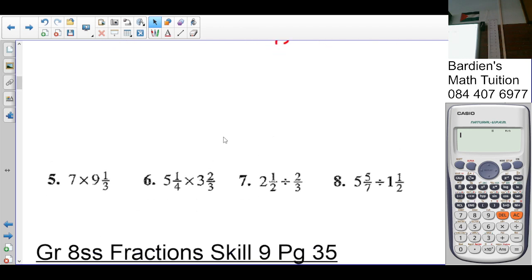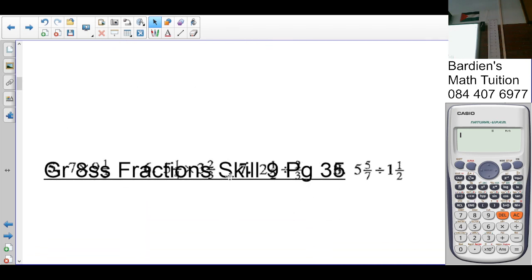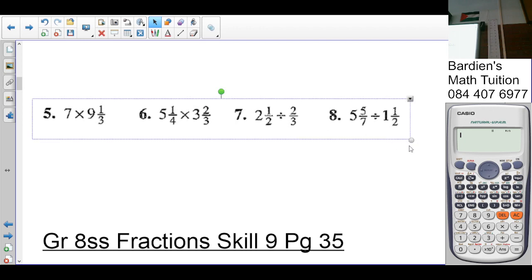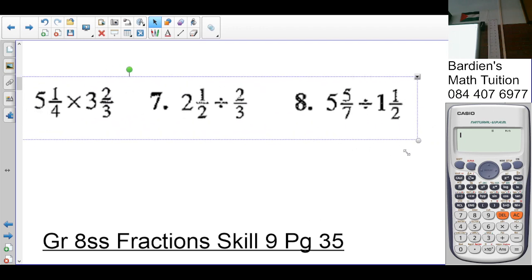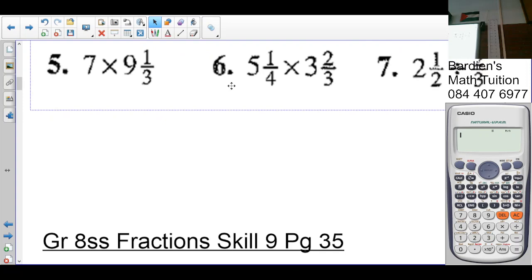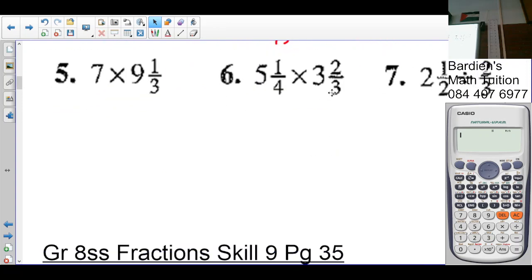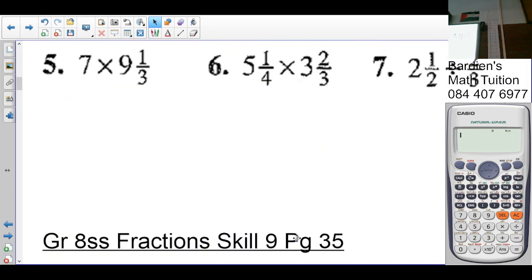Now we're going to look at skill 9, correct? Now we're looking at multiplication and division. And this is also the reason why I convert everything to improper fractions, because then I do it uniformly. I do it for all of it. I always do it in that manner. Because when we're busy with multiplication and division of fractions, you must convert to improper fractions. There's no two ways about it. You guys understand? Right. So let's do this quickly.